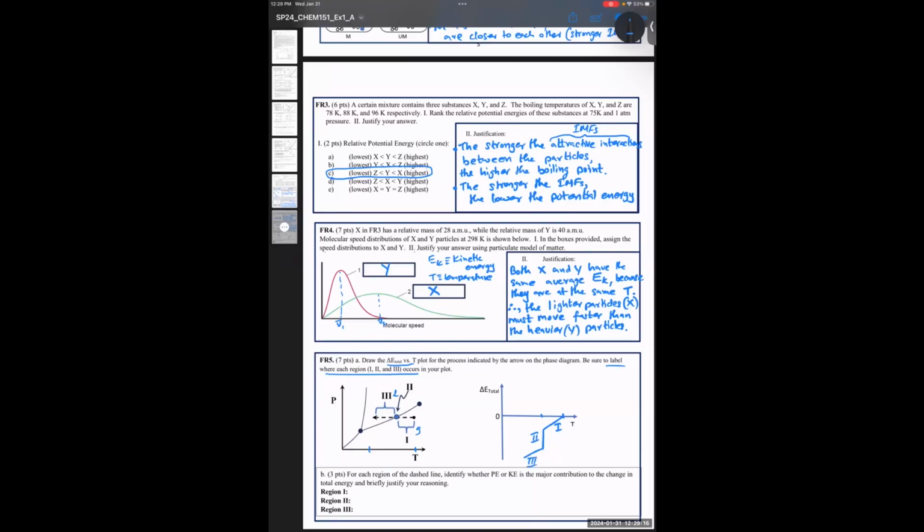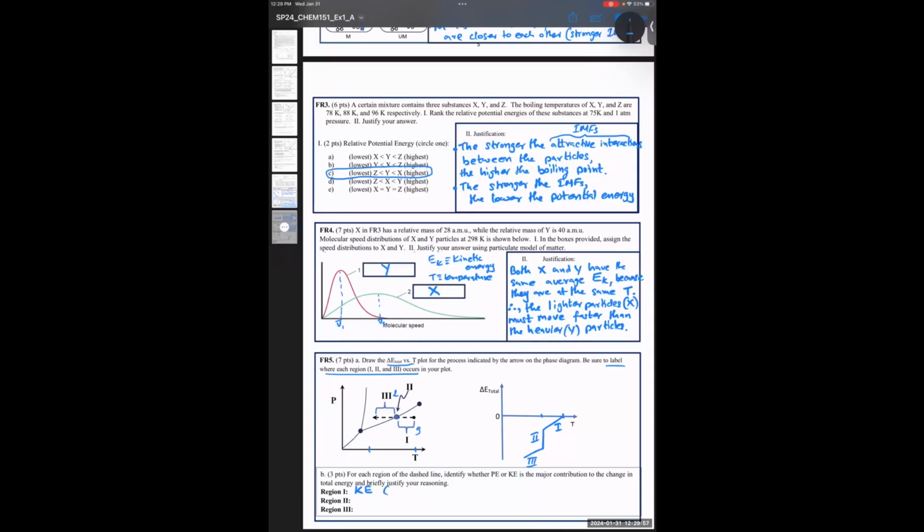And then there's another part of this question, B. For each region of the dashed line, identify whether potential energy or kinetic energy is the major contribution to the change in total energy, and briefly justify your reasoning. Now, for region 1, the main change occurring here is cooling, a temperature change. Therefore, the major contribution to the change in total energy is kinetic energy. So I'm going to write kinetic energy.